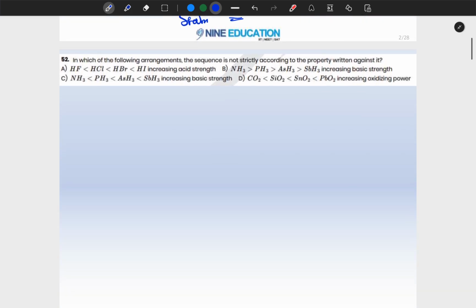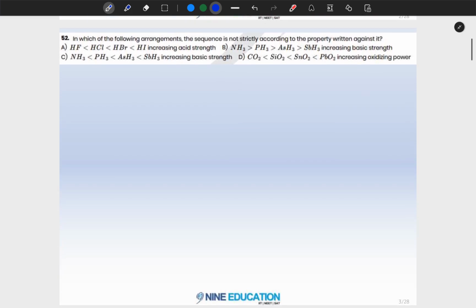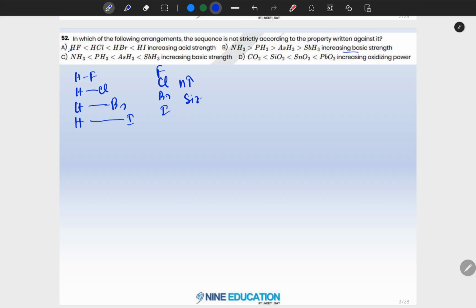Question number 52. In question number 52, I have to check whether the properties which are stated against the options are correct or not. So let's check option A over here. So this is HF, HCl, HBr and HI. On moving down the group from fluorine to iodine, because of increase in the value of principal quantum number, size will also increase. Now on moving down the group, because of the increase in the size of the halogens, the bond length will also increase. So the concept is same as that of the last question.